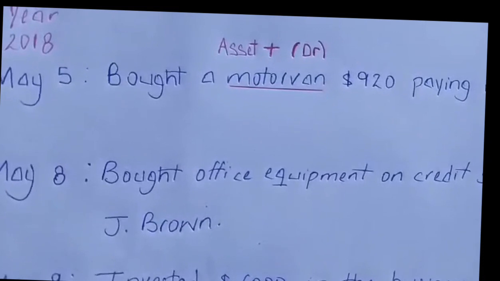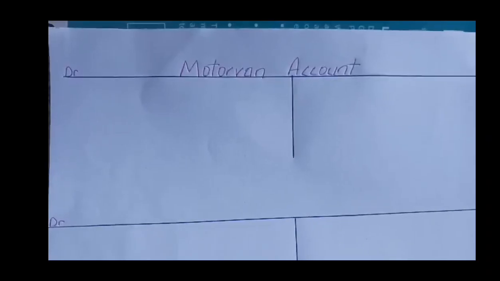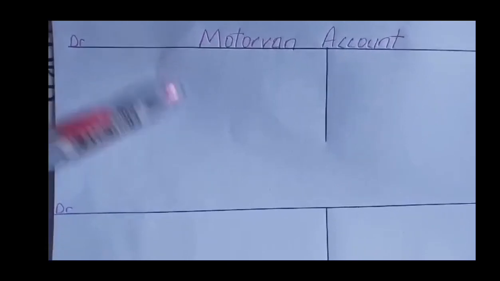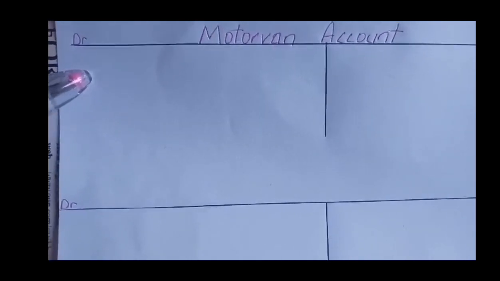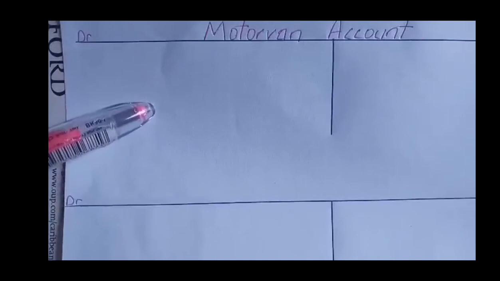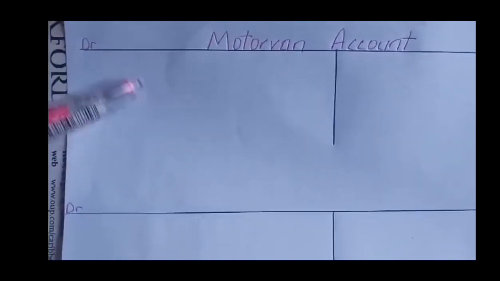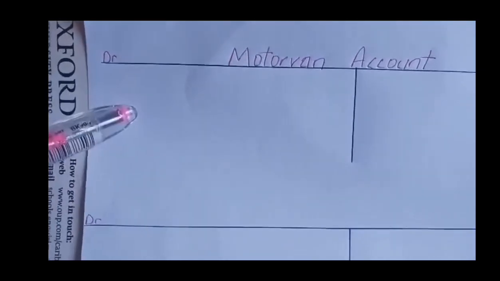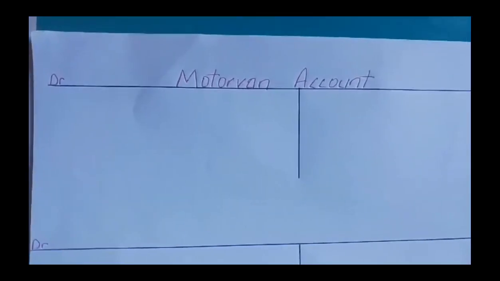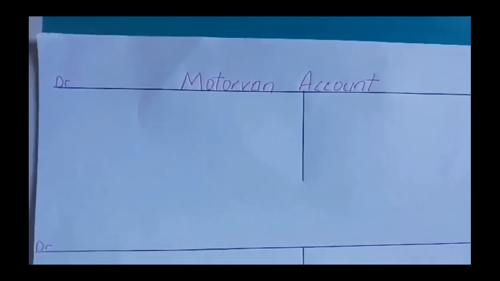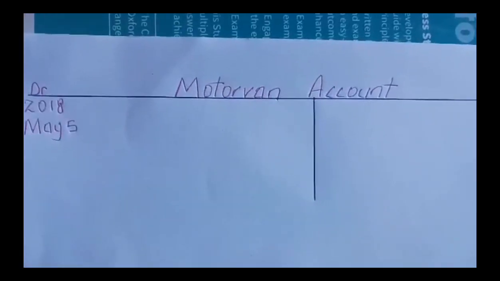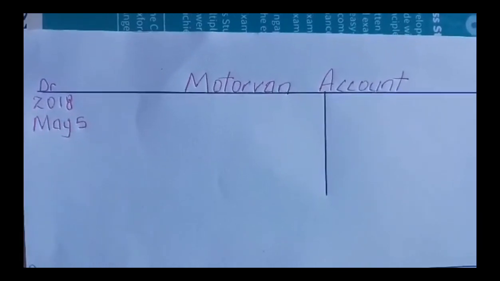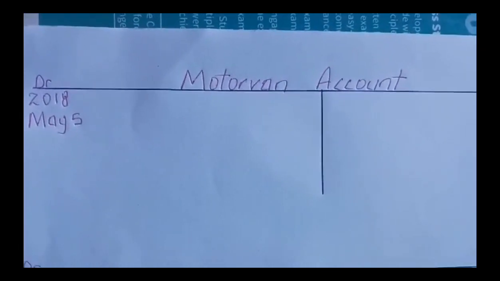So let me do that in the account. Here is my motor van account, and I am to come to the debit side of the motor van account. That's right over here, the DR side. And I am to make that entry because motor van is increasing. So I need to make a debit entry in the motor van account. I'm going to go ahead and write the date. So that's May 5. So after recording the date, I am now to put the detail.